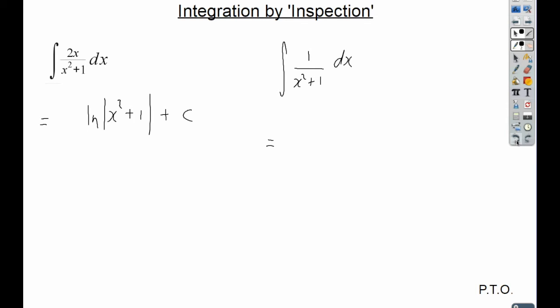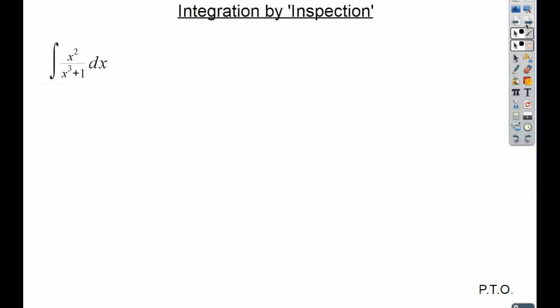What I'm going to leave you with for the time being is that the numerator is really important. There's a general rule which I'm going to discuss after the next example, and here is the next example.